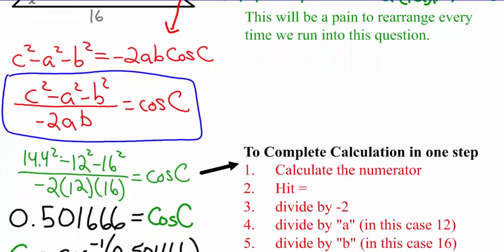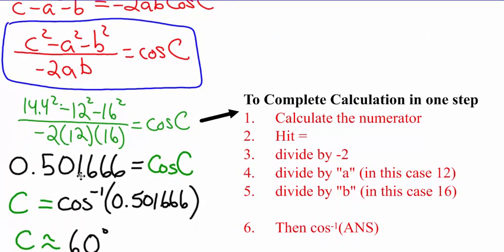And so now values go in the same locations. 14.4 is my C, 12 and 16 are my A's and B's, and I get down to cosine of C, work out this section here, and I get 0.5, just slightly above 0.5. To complete this calculation in one step, if you want to try it, the steps are there. Calculate the numerator and hit equals. So you've got the numerator, a single value, divide by the negative 2, divide by the 12, divide by the 16, and then do the inverse cos of the answer from above.